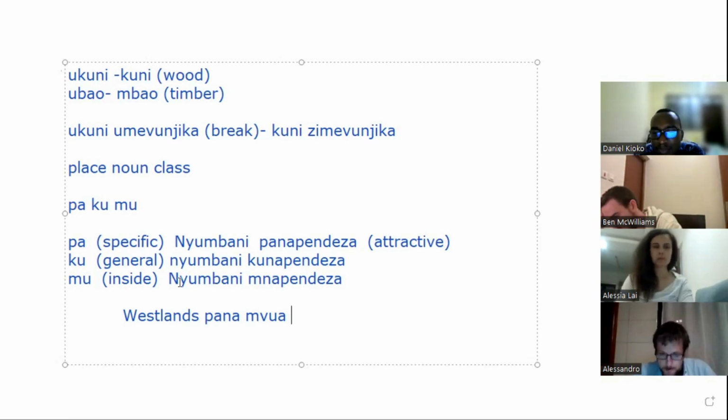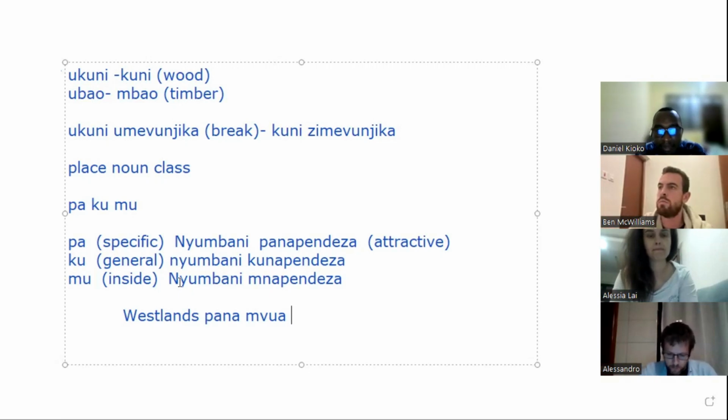Anyway, in this noun class, people are not more specific. Someone can use the pa and ku at the same time, but the mu is specifically for inside. So someone can use the pa, maybe they mean general. It's a noun class which I think with time will blend in after people stop using it with its specific use. I don't know if I have really explained this noun class. Is it clear what I've explained?